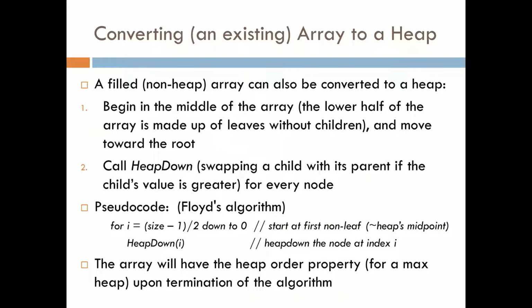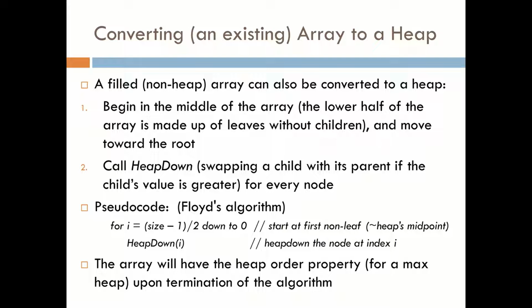Okay, so we know that the root is at element 0, so we will move toward the root from the midpoint in the array. And what we will do is we will call heap down for every one of those nodes that we encounter on the path from the midpoint to the root. We will call heap down on that node. Now, here's the pseudocode for Floyd's algorithm. This is how this is done.